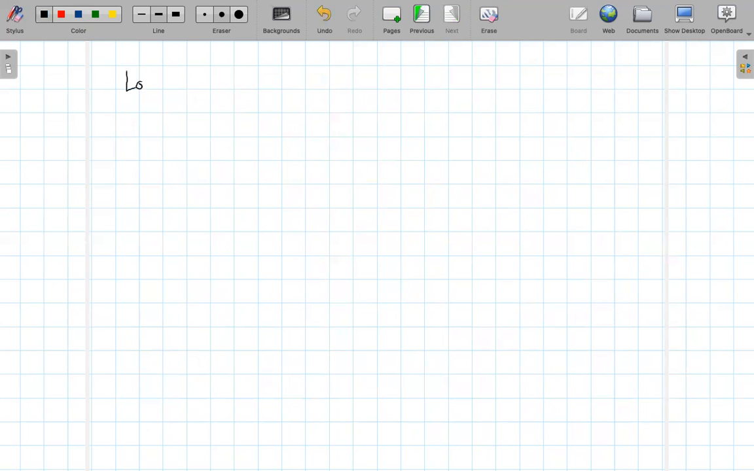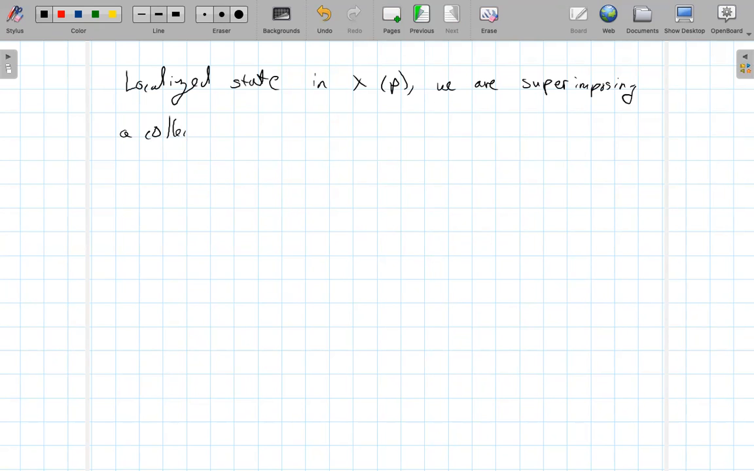So again, to go from a localized state in position or momentum, we are superimposing a collection of plane waves to create a wave packet in momentum or position space. So good, this is what we're really doing.